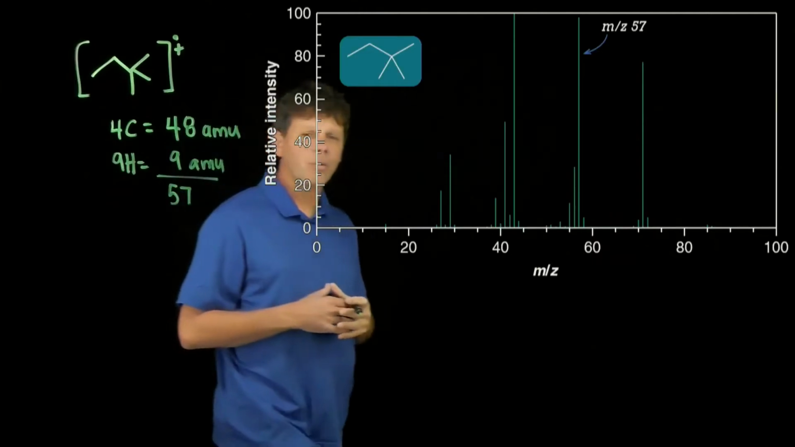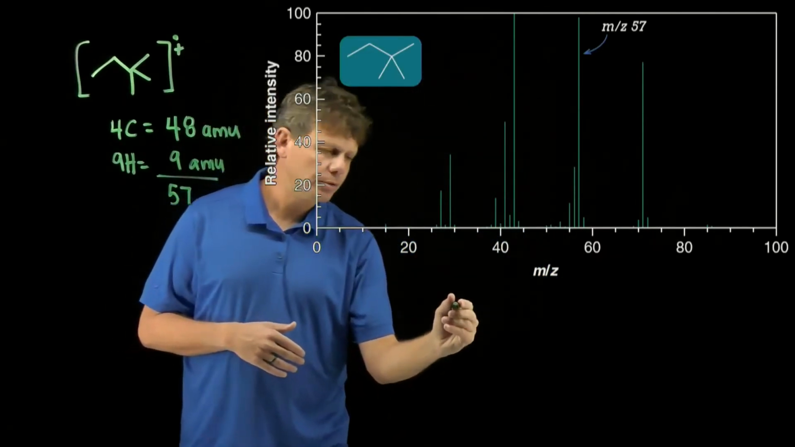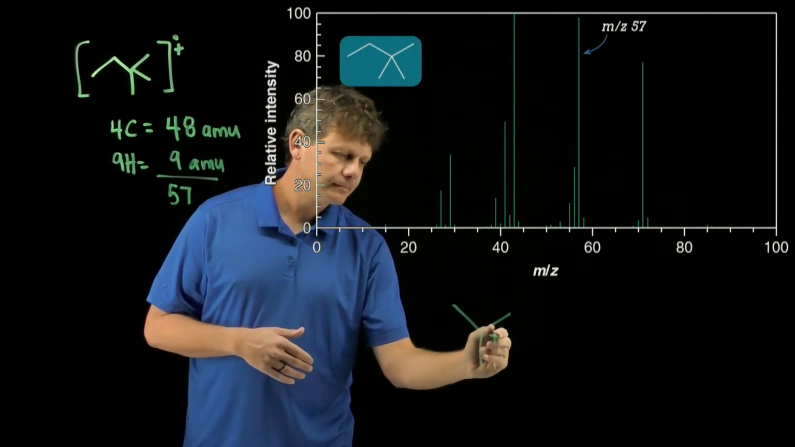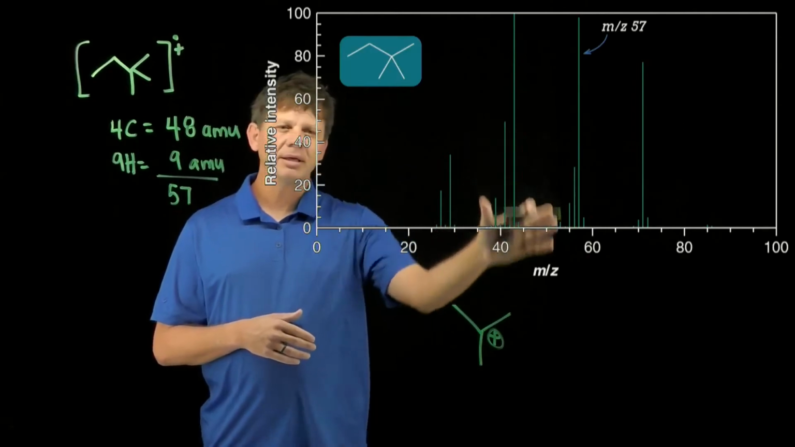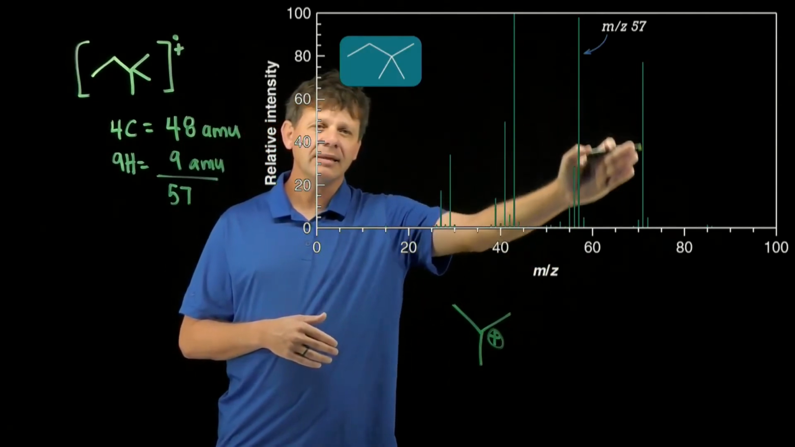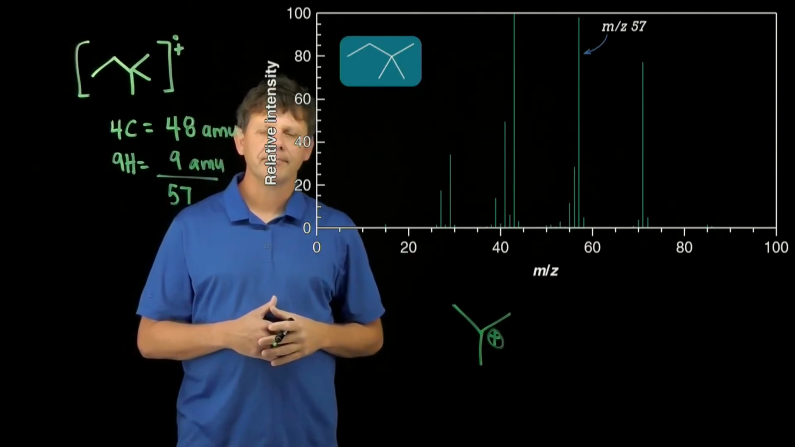Now this C4H9 fragment should make us think about a tert-butyl group. And again, we're showing it with a positive charge because the fact that we see it in the mass spectrum tells us that it must have been a cation.